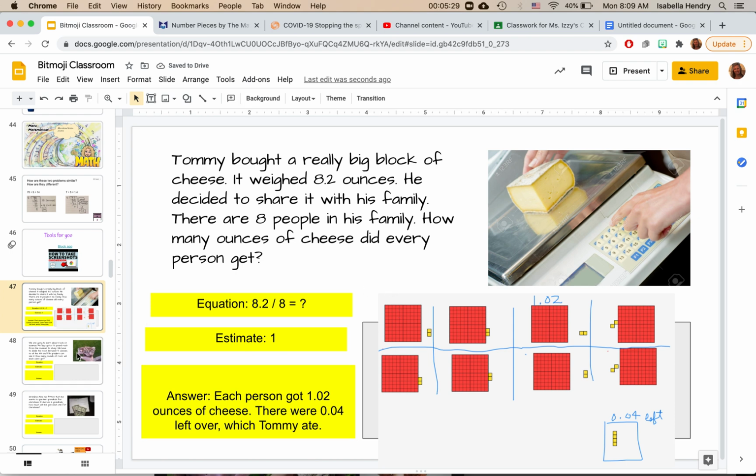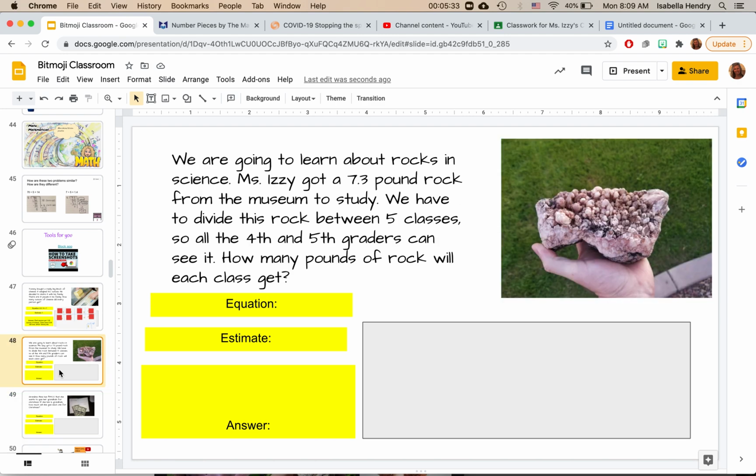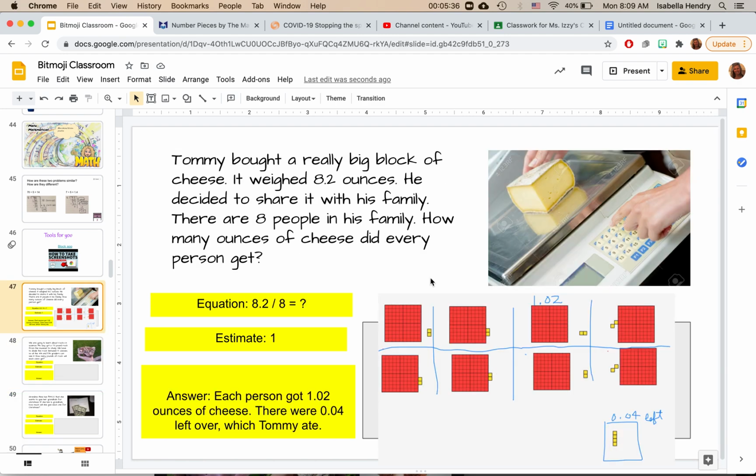Okay, so you're going to do the same thing for this problem and this problem. So show me how you would solve it. Make sure you use the block app, do an equation, estimate, and then answer. And make sure you check that your answer clicks with your estimate, just like it does in this case.